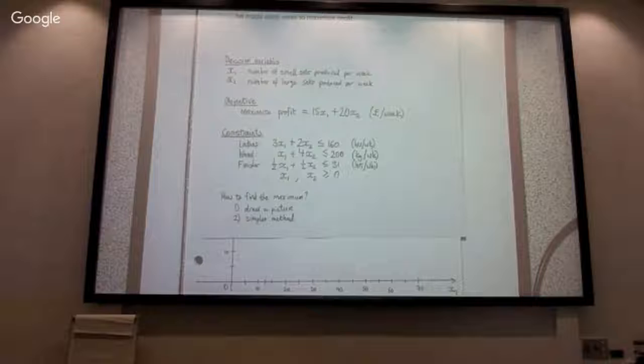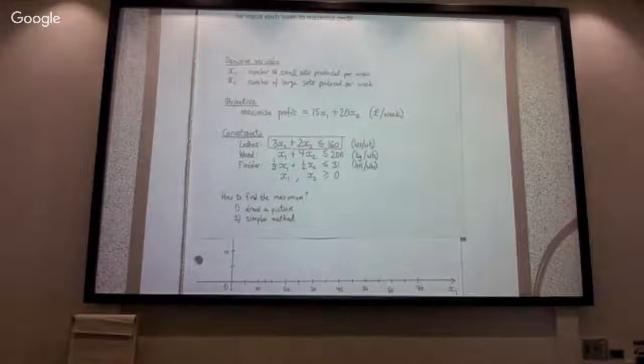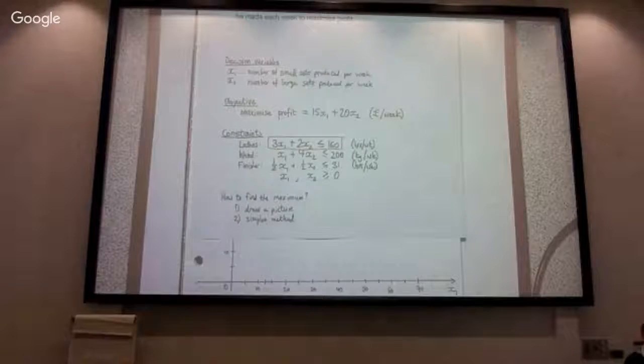Well, start with this constraint. So this is the first constraint. How do I find all the points in the plane whose coordinates satisfy this inequality? You should know that from A levels, hopefully. So where are the points going to be in the plane? With one word. It will be a half plane.